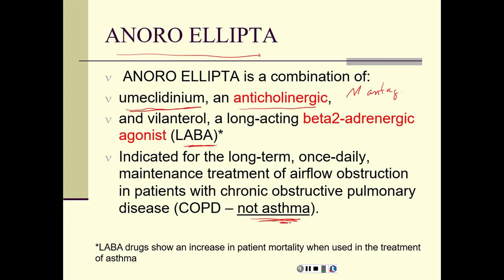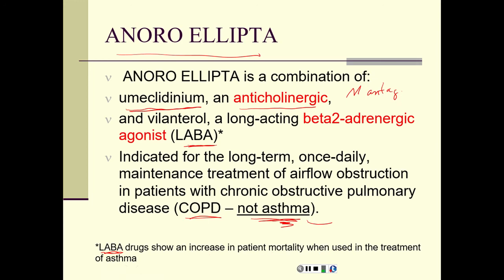So it's not indicated for use with asthma, but it is with chronic obstructive pulmonary disease. This doesn't mean, I'm not saying that it wouldn't work with a patient with asthma. It would. It's just that for long-term use, it tends to be more dangerous and is certainly not approved for that. And I added a little note down here that these long-acting beta agonists, the LABAs, show an increase in patient mortality when used in the treatment of asthma.